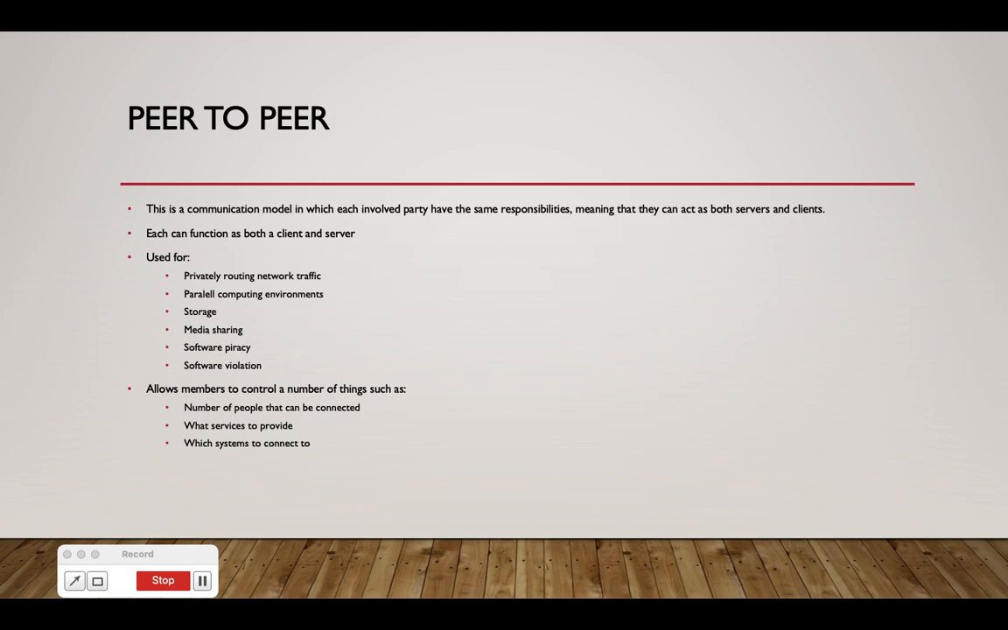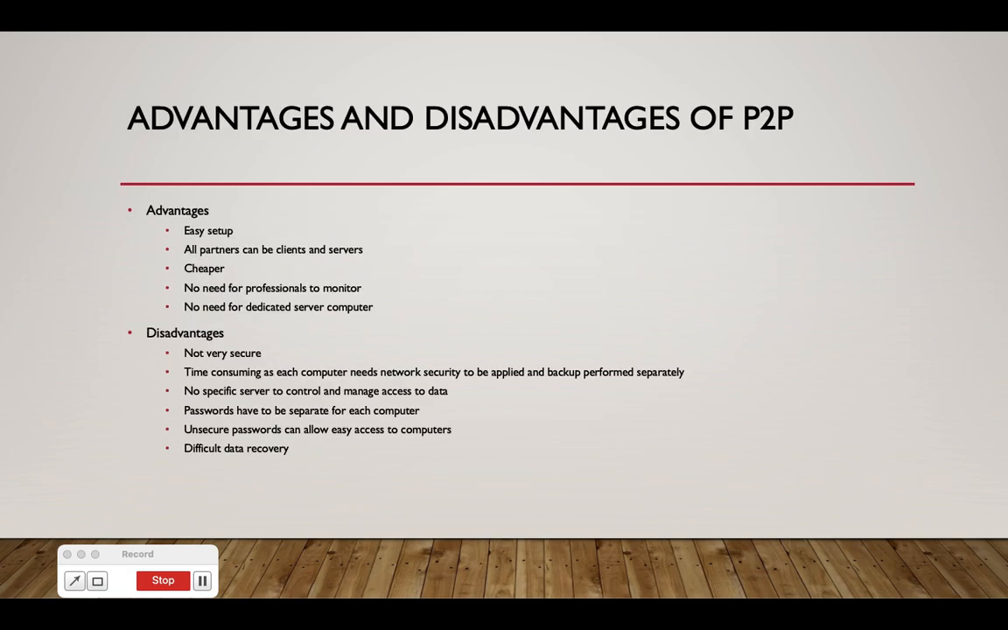It allows members to control a number of things, such as the number of people that can be connected, which services to provide, and which systems to connect to. So what are the advantages and disadvantages of peer-to-peer? Advantages are it's easy to set up. All the partners can be clients and servers. It's cheaper. There's no need for professionals to monitor the network. There's no need for a dedicated computer to be a server.